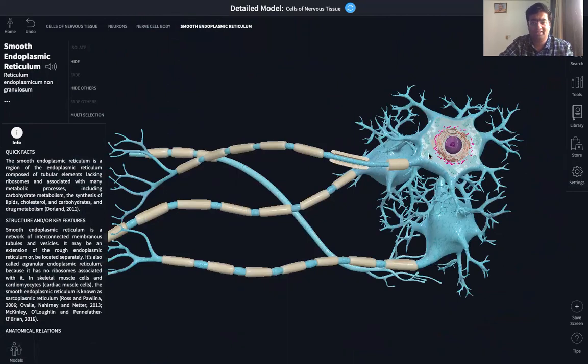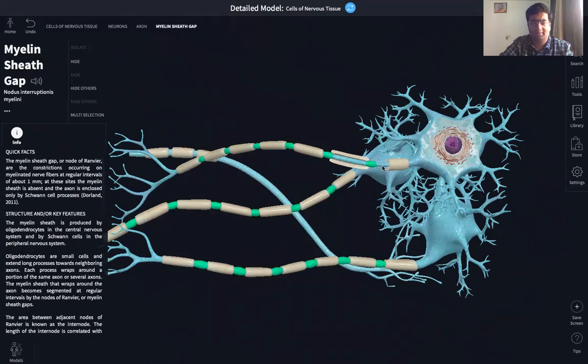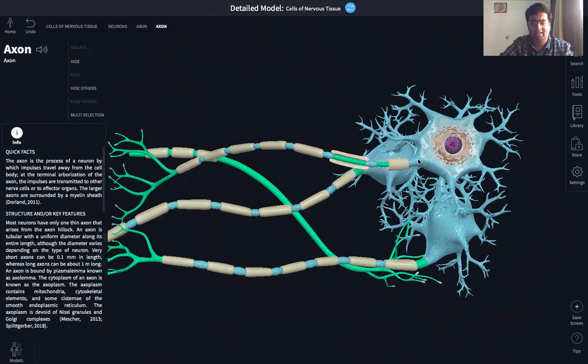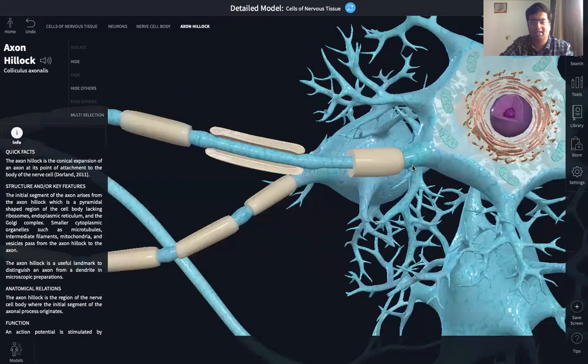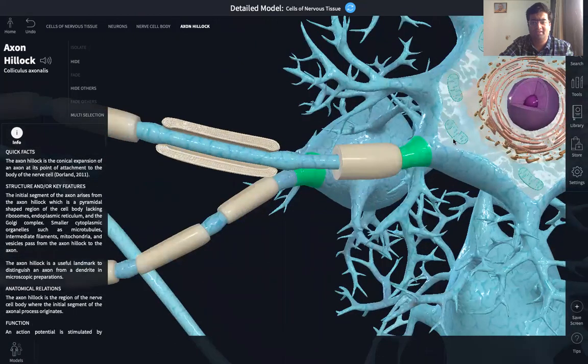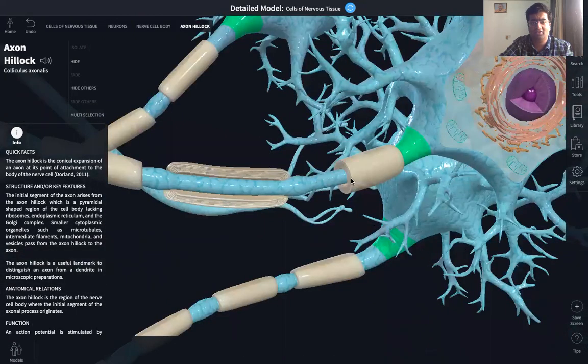Now, the point on the cyton from where the axon is formed is called the axon hillock. This highlighted part in green is the axon hillock. That is the region from where the axon originates from the cyton or the cell body.